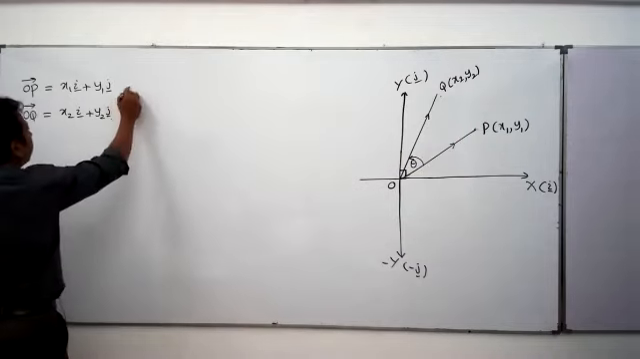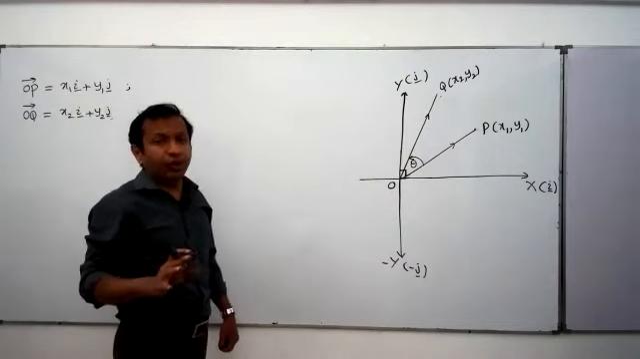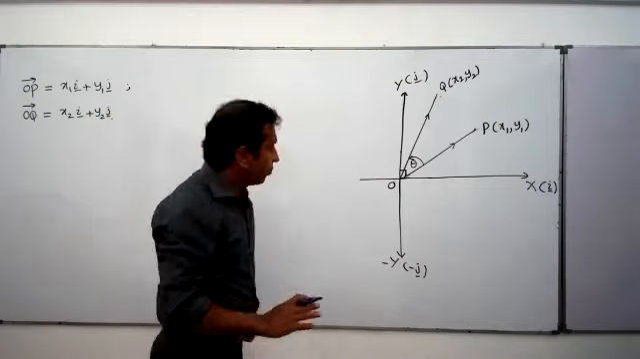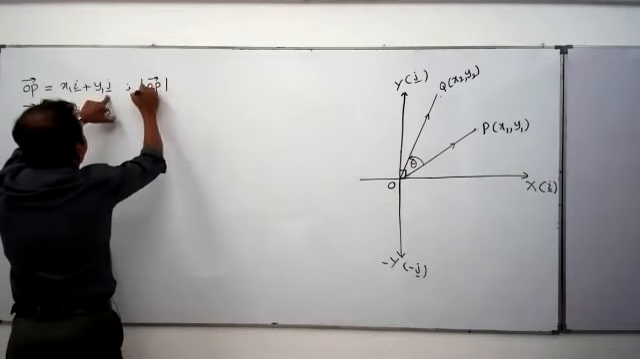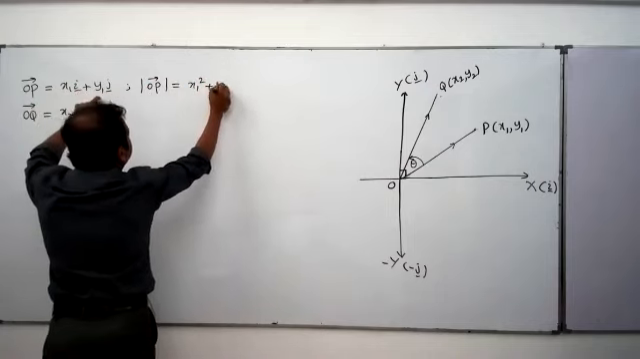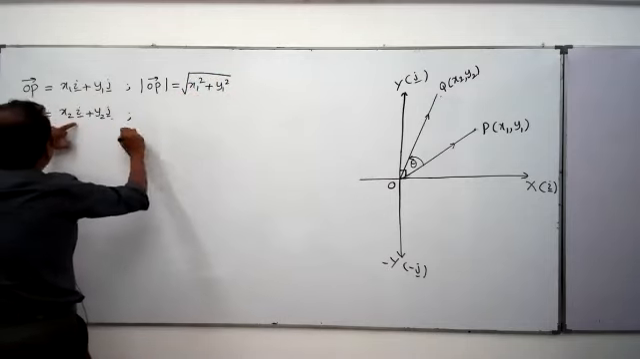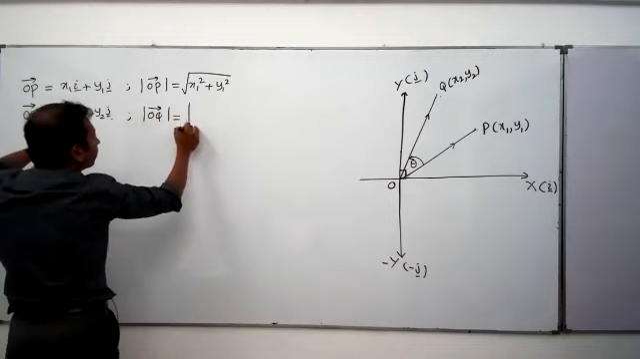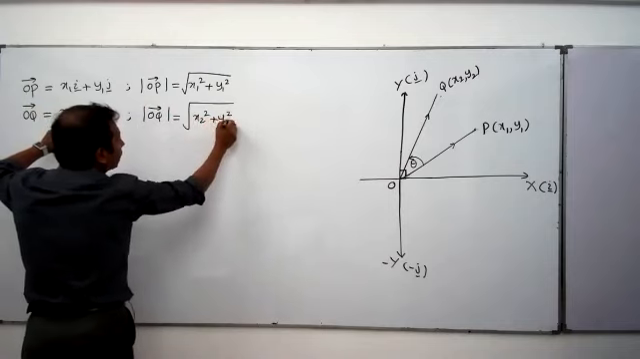Now, not only that, when a vector is expressed in ij form, we know how to write its modulus too. So what is the modulus of the vector OP? It is the square root of the i coefficient squared plus the j coefficient squared. And people, the OQ vector modulus is going to be the square root of x2 squared plus y2 squared.